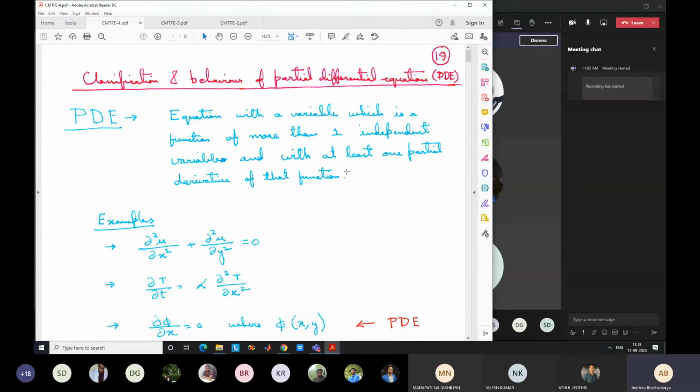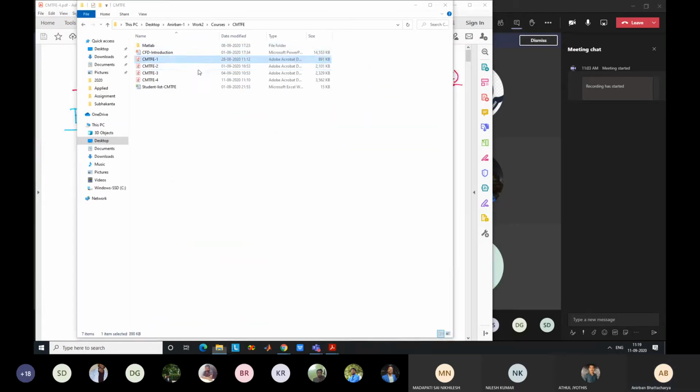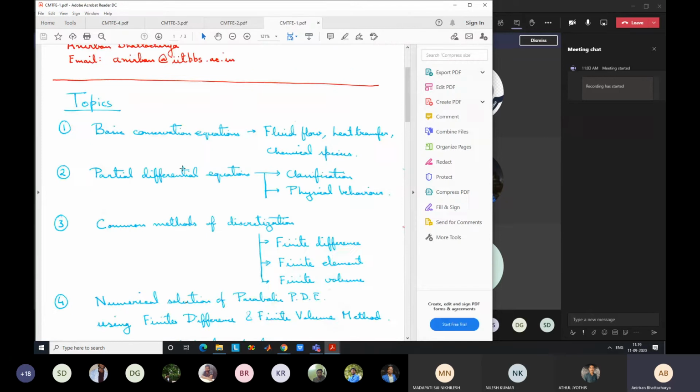Anyway, we have discussed some of the important things, as I was saying, like coordinate systems, one-way and two-way coordinates, and boundary conditions. So the next topic is just a basic classification of partial differential equations and the physical behavior of partial differential equations.